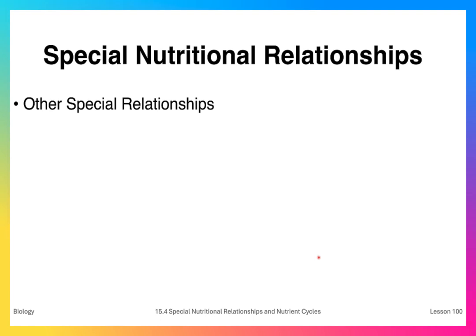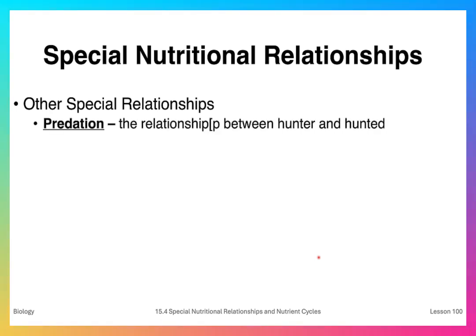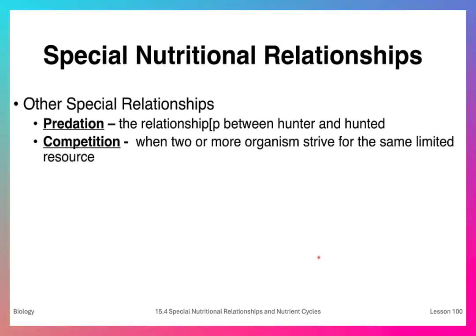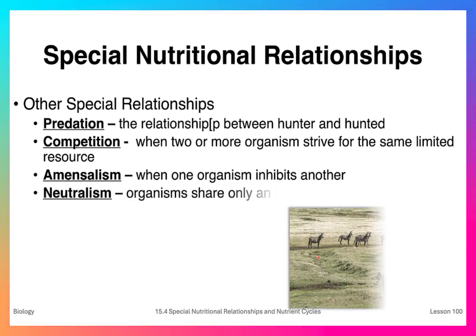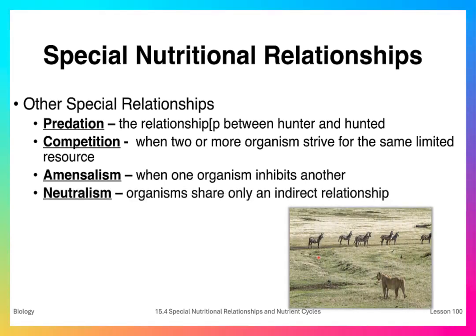Some other relationships include predation, which is a word which means the relationship between the hunter and the hunted. Competition, where two or more organisms are striving for the same limited resources. Amensalism, which is when one organism inhibits the growth or other activity of another organism. And then neutralism, which is where organisms share just an indirect relationship between each other.